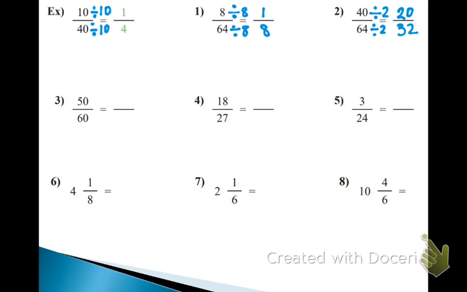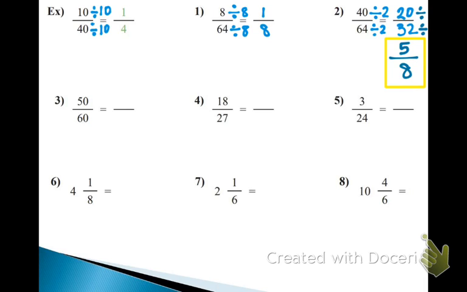Is this as simplified as it can get? No. They're both even numbers, so they can be divided again. You could divide by 2 again, or if you notice, what number are they both divisible by? 4. If you divide the top by 4, sorry I ran out of room, 20 divided by 4 is 5. And then 32 divided by 4 is 8. So you will get the same answer as if you had divided in the first place by the number 8, or if you just keep dividing by 2 or something like that.